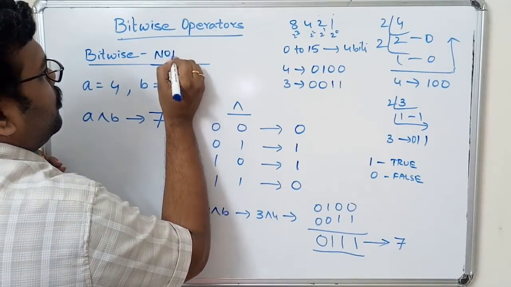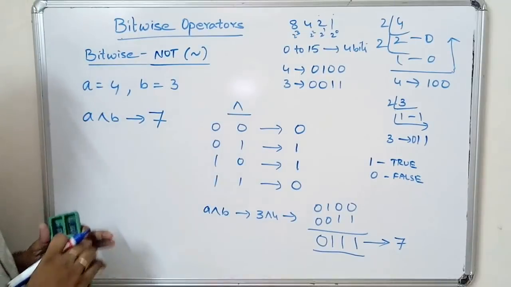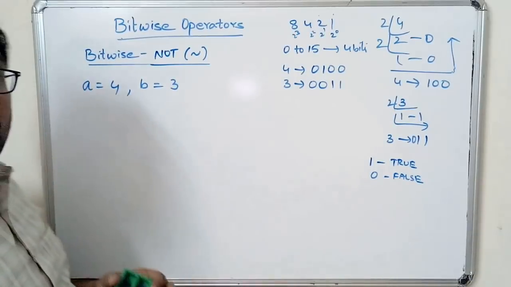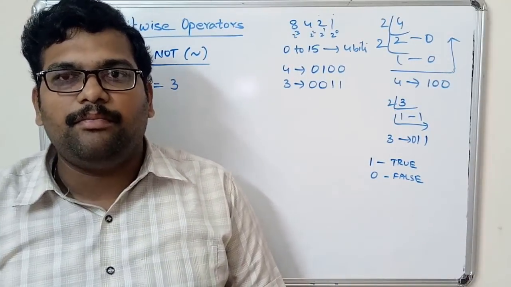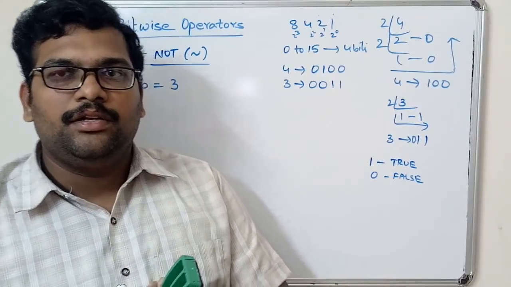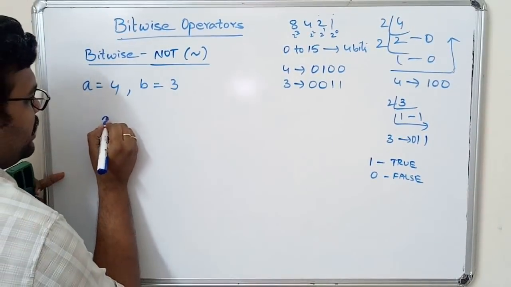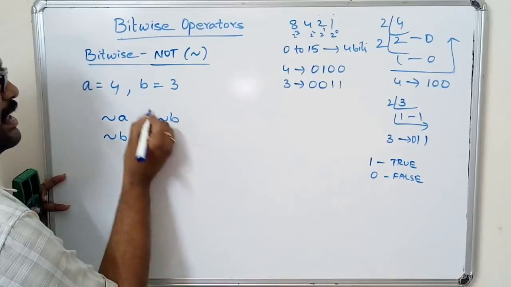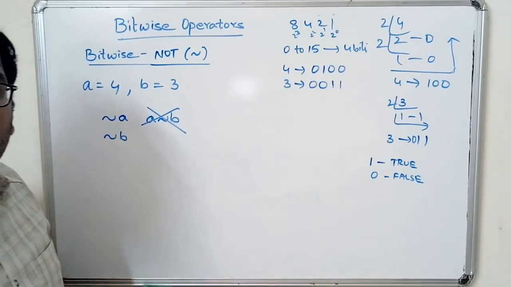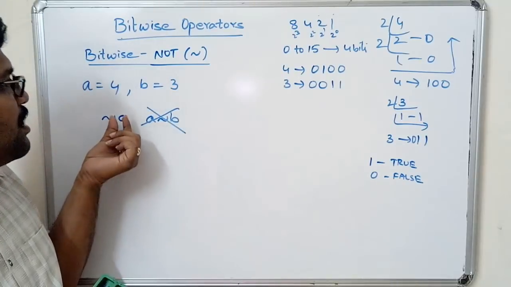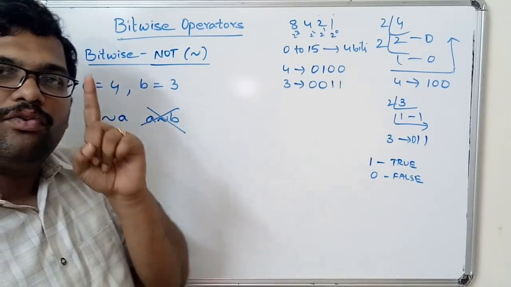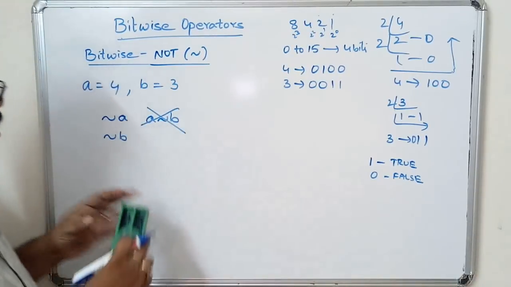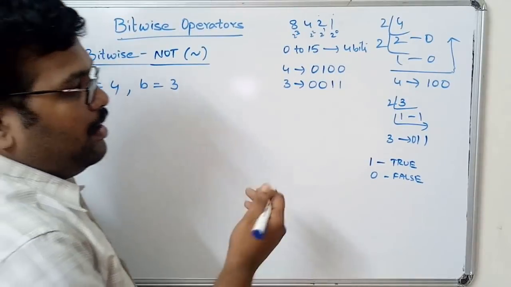Bitwise not. So this not operation can be performed on only one variable. So either we can say it as not A or not B. So A not B is not a valid expression. So this not symbol can be performed on a single operand, that means a single variable or a single value. So here that is simple.